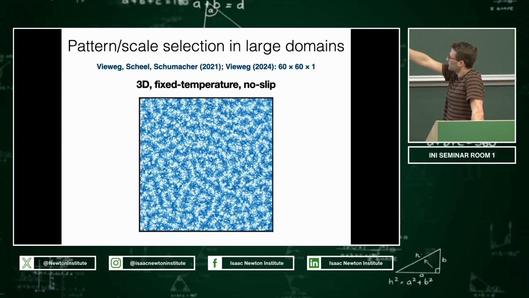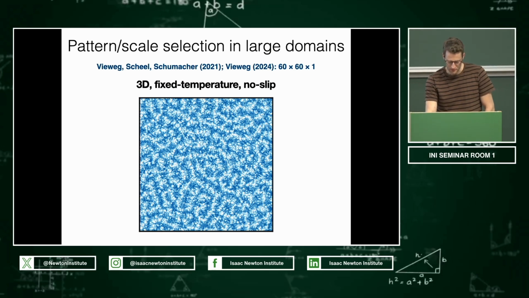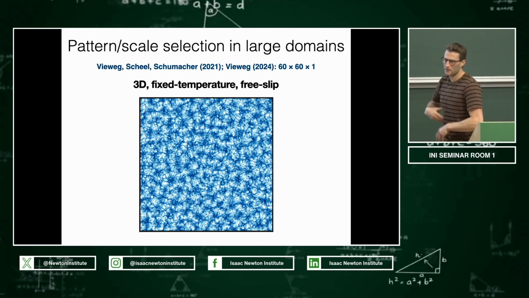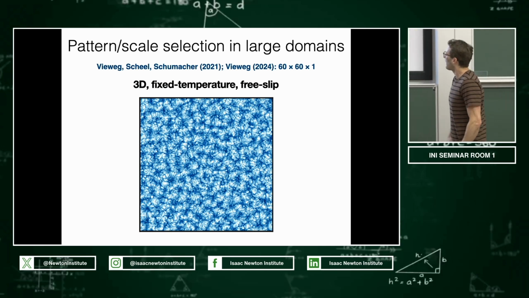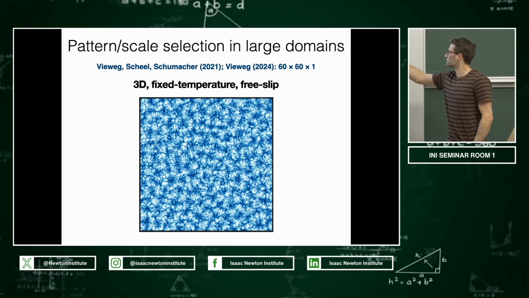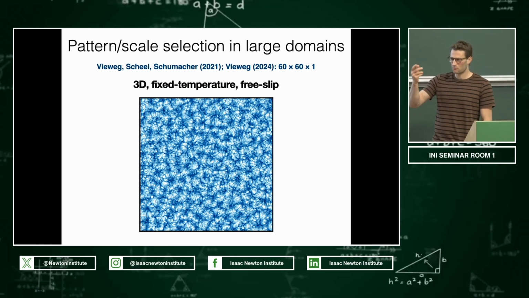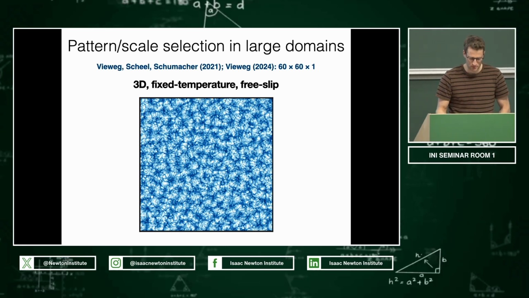Now, if we keep the fixed temperature boundary conditions, but we make the velocity boundary conditions stress-free, these authors found essentially the same picture. This is after waiting a very long time until the selected scale reaches some statistically stationary state. It's a little bit larger scale, and if you zoom in, you don't have as much fine structure because the boundaries don't stir the fluid up as much when you have stress-free boundaries.